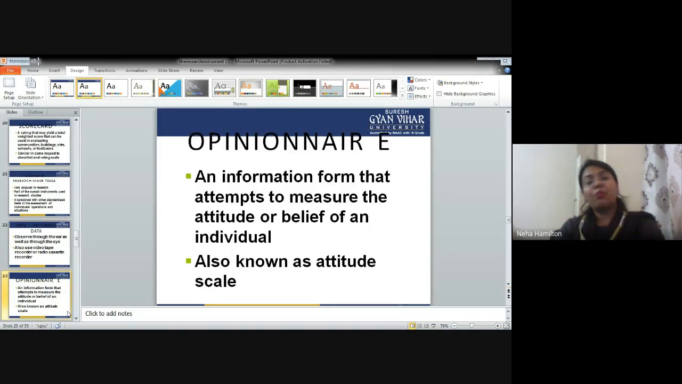Now we have an opinionaire. What is an opinionaire? An information form that attempts to measure the attitude or behavior of an individual, which is also called attitude scales. As I've already discussed, there are some features that we cannot actually measure. These are attitudes, beliefs, and all those things, right? So we have some attitude scales also, which are called opinionaire, right?